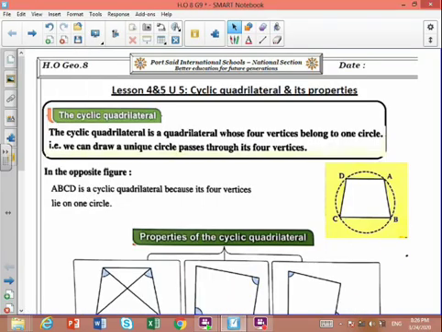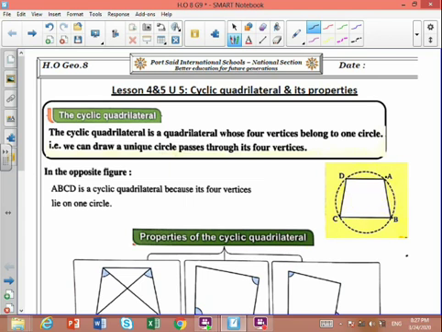Okay, hello grade 9. Let's take today lesson 4 and 5 in unit 5 because they are related to each other, which is called cyclic quadrilateral and its properties. What is a cyclic quadrilateral? A cyclic quadrilateral is a quadrilateral whose vertices belong to one circle. We can draw a unique circle passing through its 4 vertices. If we draw a circle passing through the vertices of a quadrilateral, then it is a cyclic quadrilateral.